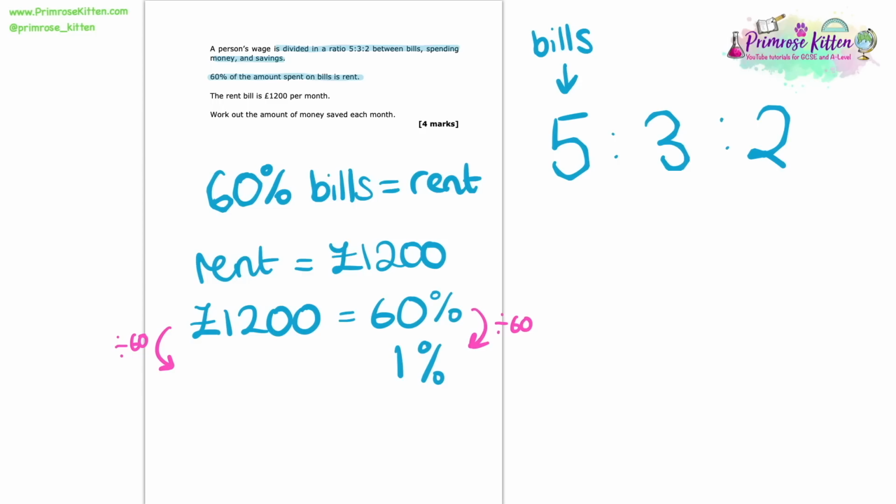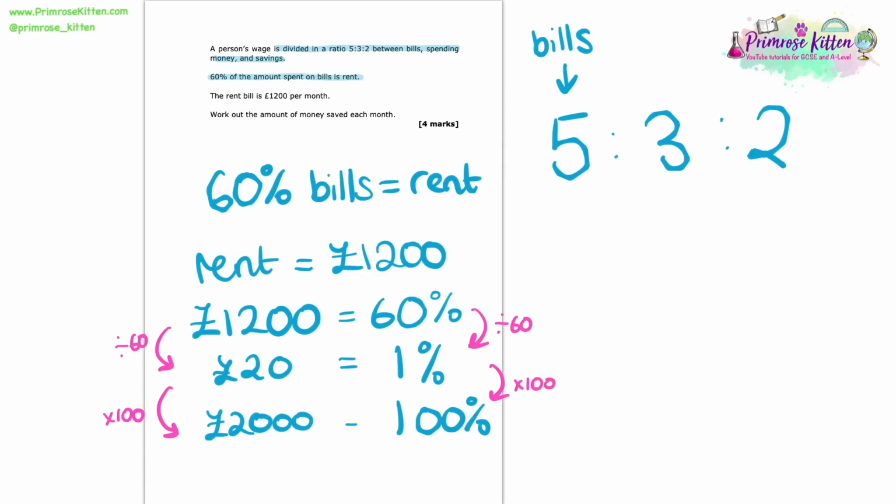Now we'll do the same on the other side too. 1,200 divided by 60, which gives us £20. So we know that 1% of the bills is equal to £20. So now that we know what 1% is, we can easily go up to 100% and find the full amount that those bills are equal to. So if we times both sides by 100 to do that, we find that the bills comes to a total of £2,000. So now we know that the total amount of the bills comes to £2,000.